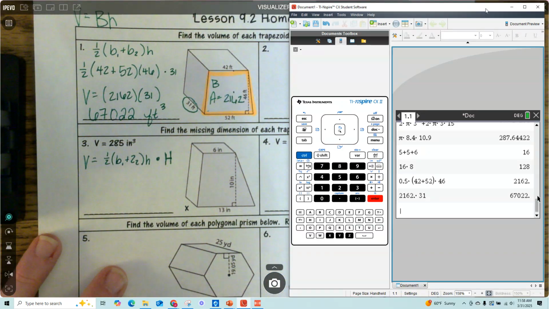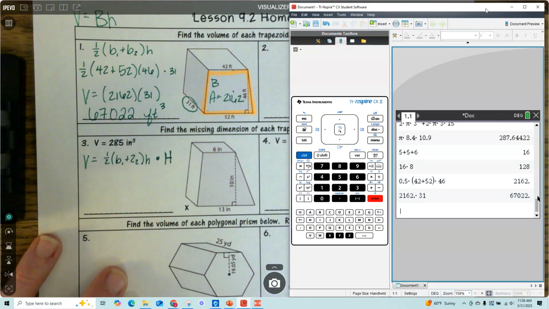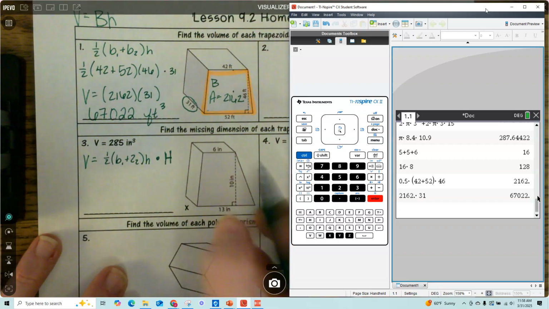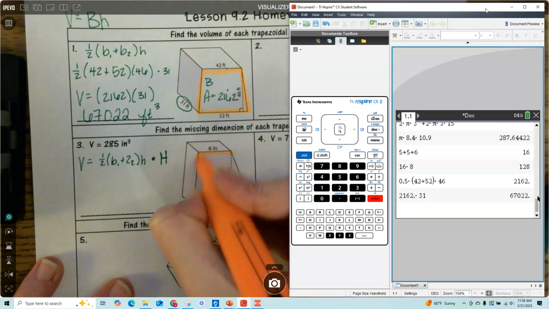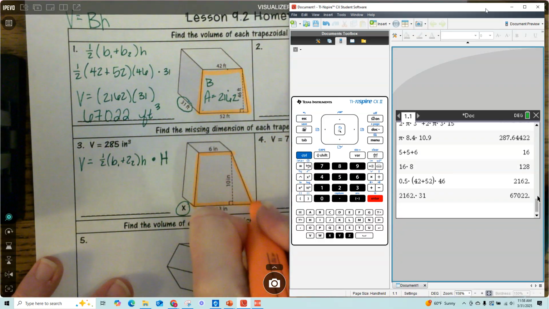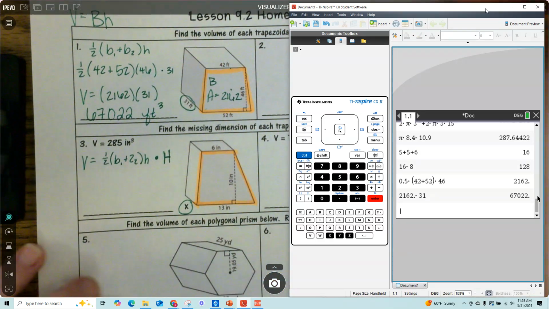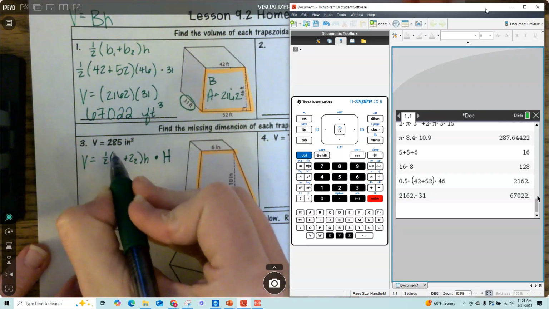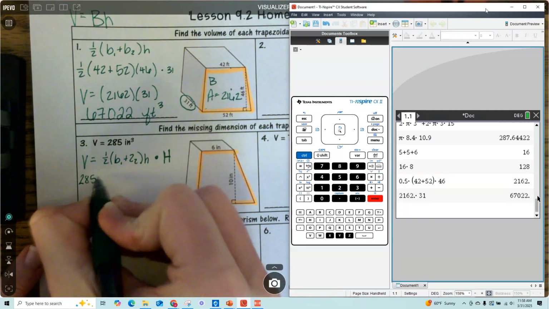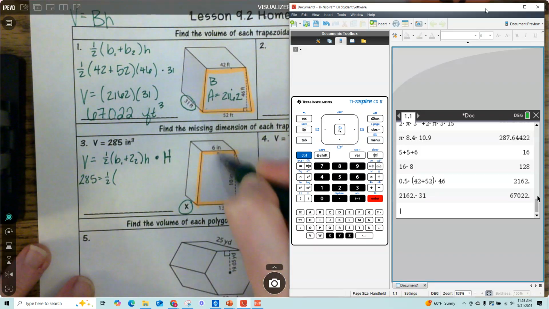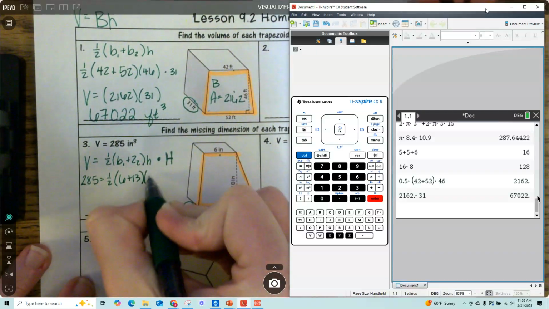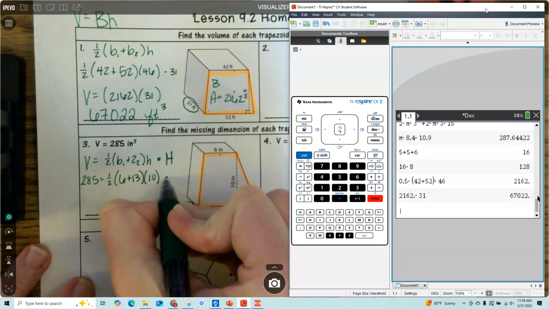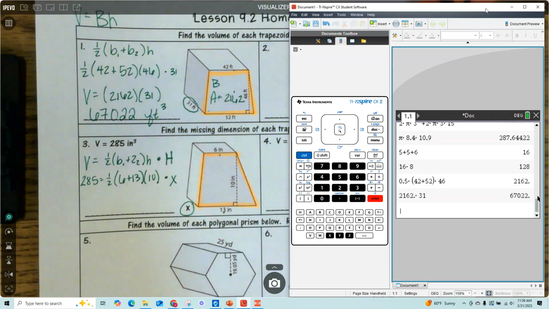Which one of these is the height of the figure in this diagram? So there's my trapezoid. The height of the figure is not going to be on the trapezoid. So I'm finding the height of this figure. So I can fill everything else in. So volume is 285. Bases of my trapezoid are 6 and 13. Height of my trapezoid is 10. And then the height of the figure is X.